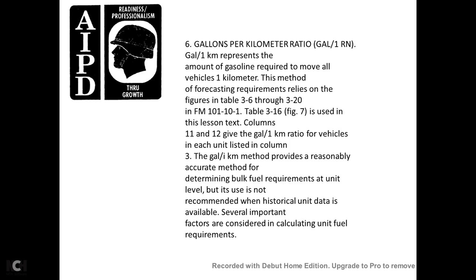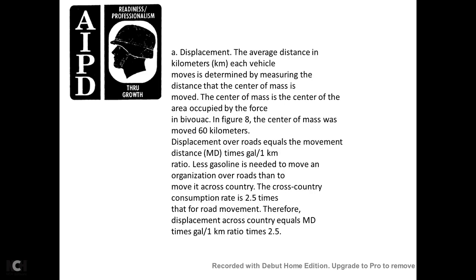Important factors are considered when calculating unit fuel requirements. A. Displacement. The average distance in kilometers each of the vehicles must be moved is determined, measuring the distance as the center of mass is moved. The center of mass is the center of the area occupied by the forces. In the figure, the center of mass moved 60 kilometers, so displacement over the roads equals the movement distance, MD, times the gallons per kilometer ratio.